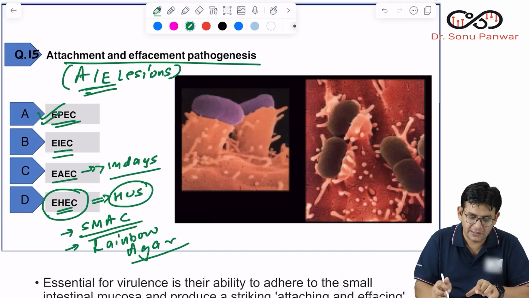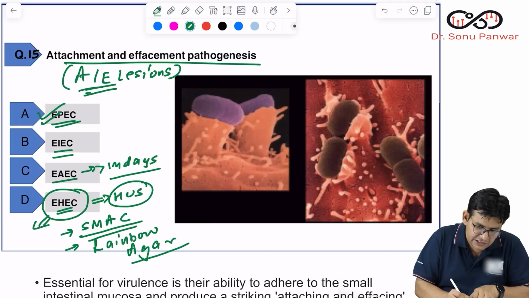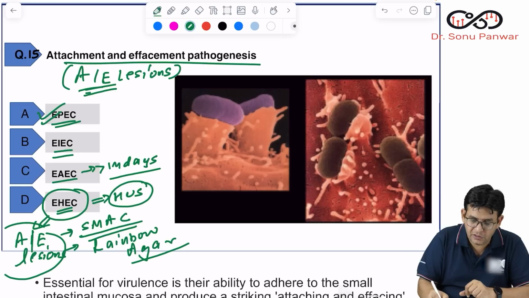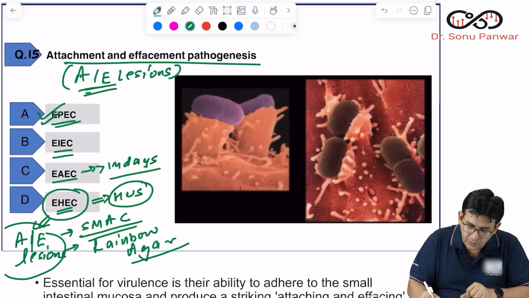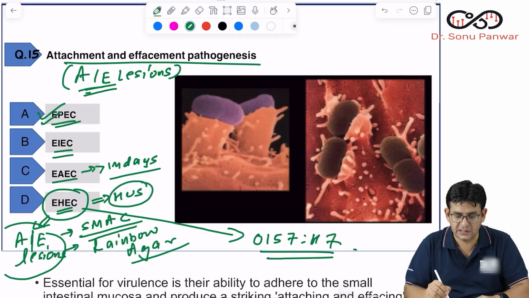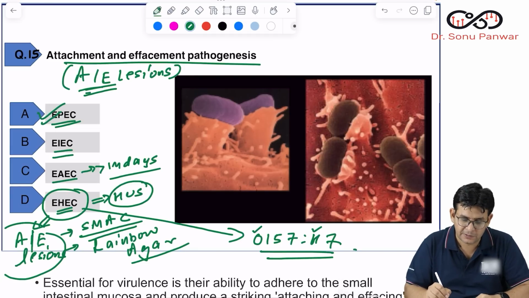And remember the same thing can happen in EHEC also. A/E lesions can be seen in EHEC also, enterohemorrhagic E. coli. And which enterohemorrhagic E. coli serotype? O157:H7. What is O? Somatic. H is flagellar.